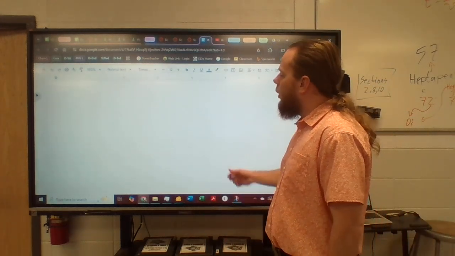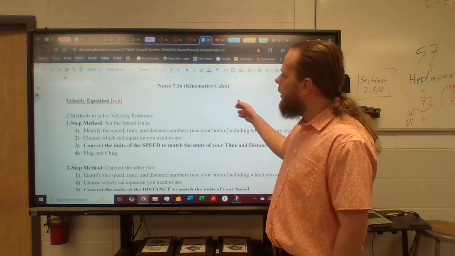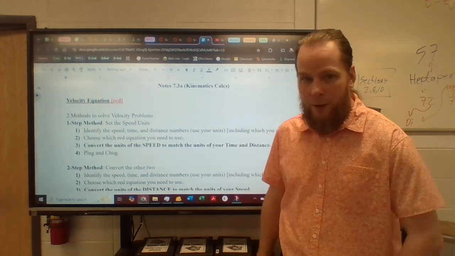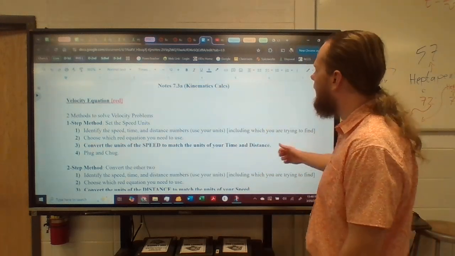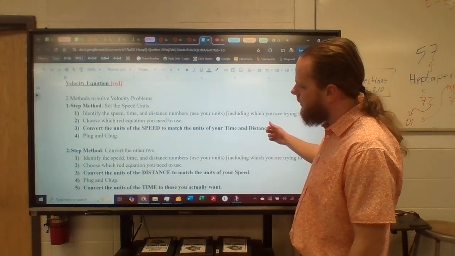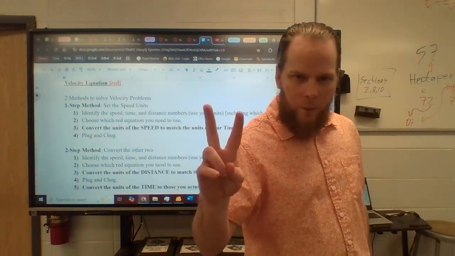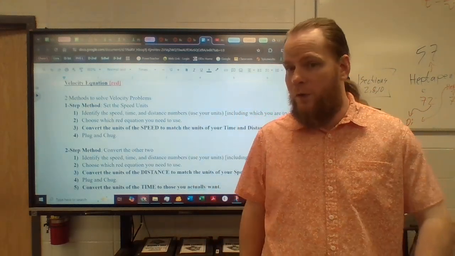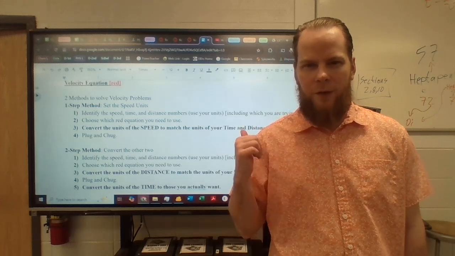All right. Now, on the back side of that paper, we are going to actually talk about our velocity calculations. I need to see if I can get this up. All right. So there are two methods that you can use to solve velocity problems. And I'm going to pause this and see if I can make this a little easier to read. So give me a second.